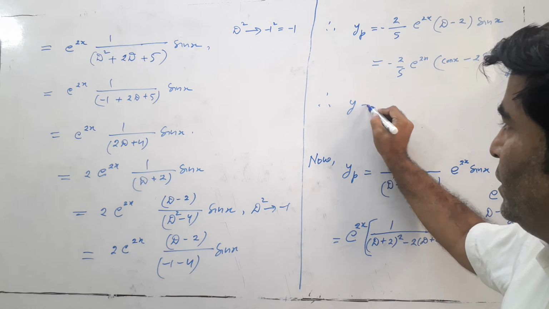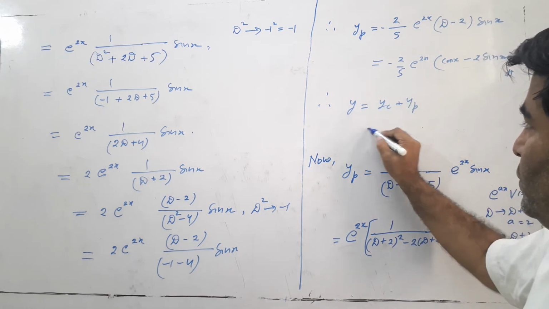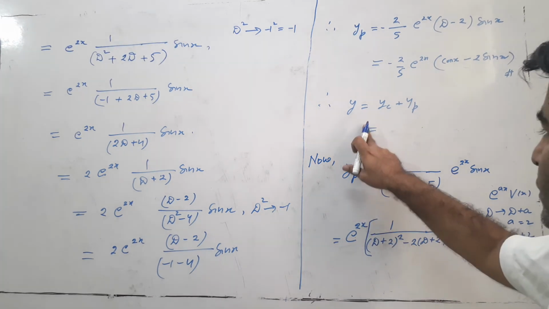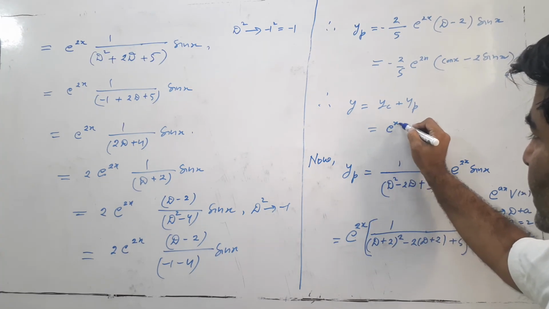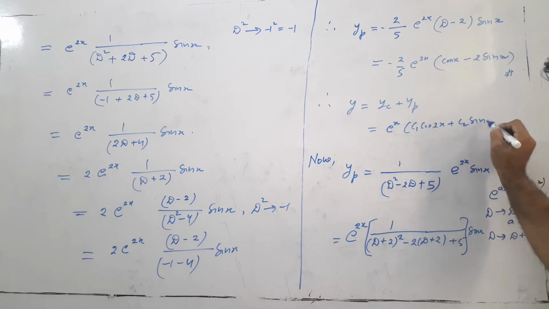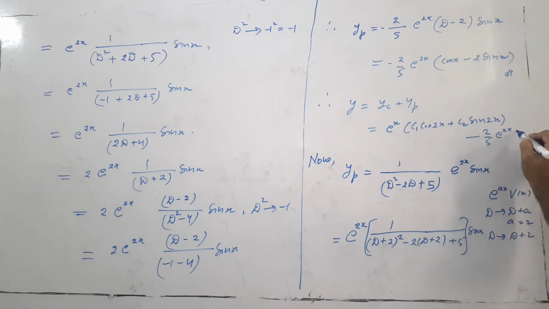Hence the solution of the differential equation is yc plus yp, and yc is, as we have a complex root, e to the power x, c1 cos 2x plus c2 sin 2x, and yp is minus 2 by 5 e to the power 2x, cos x minus 2 sin x. This is the complete answer of the given differential equation.